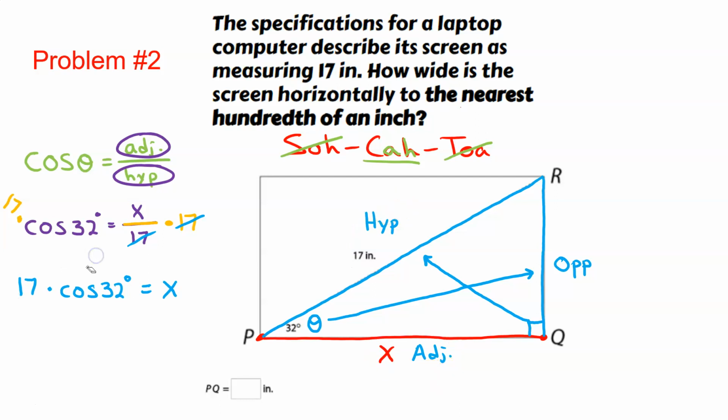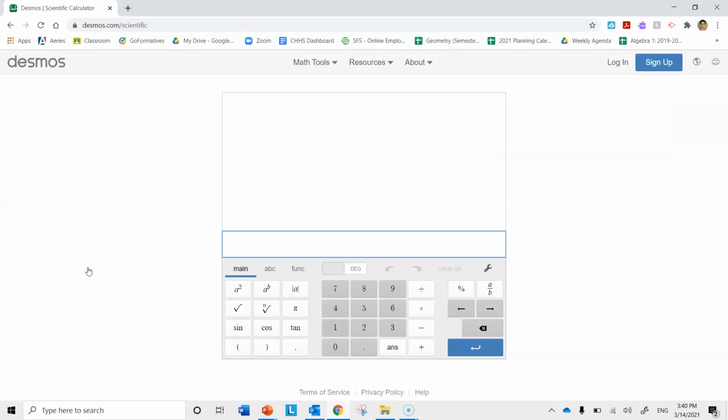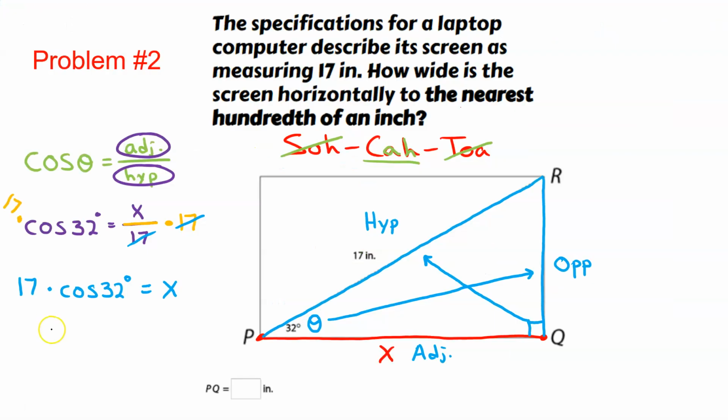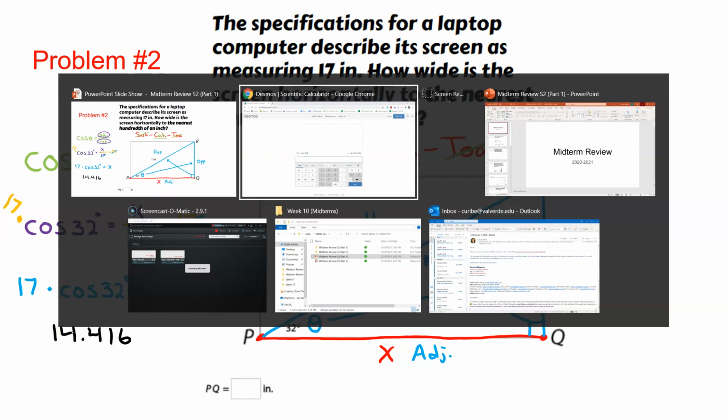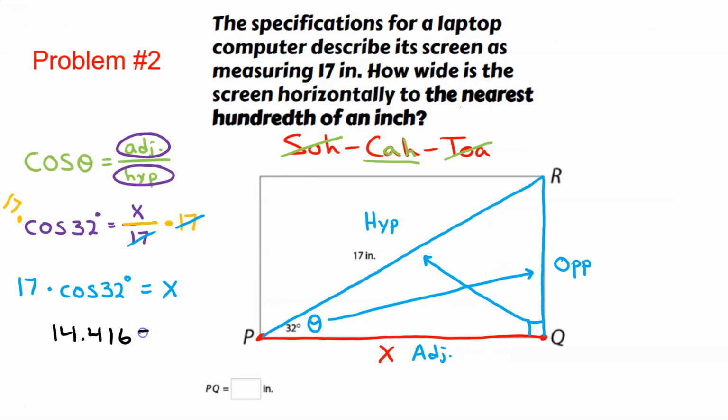So let me go ahead and switch here to decimals. So 17 times cosine of 32. So where is my scientific calculator? And I'm going to type in 17 times cosine of 32, close my parentheses, hit enter, and there it is. I get 14.416. Let me just double check that one more time. 14.416. All right, so there we have it. So that again is the value of x, right?